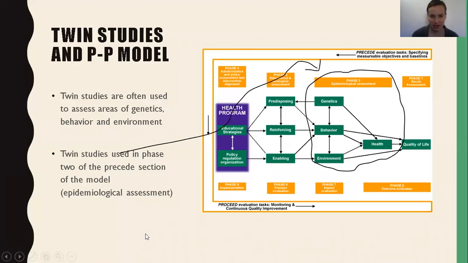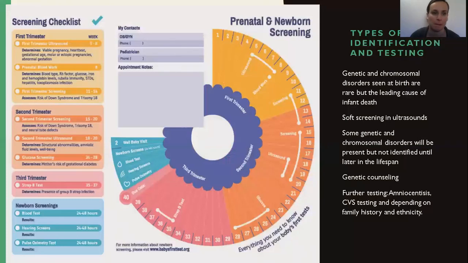So how can twin studies be used in the pre-seed proceed model? Once again, we're really looking at that pre-seed part, and that's what this image that I have up is about. My really fancy arrow graphics thing shows that twin studies can be used in phase 2 of the pre-seed section of the model, which is the epidemiological assessment: genetics, behavior, and environment. Twin studies can ask, is it genetics, is it behavior and environment? How does that impact health, and how can that ultimately help our outcomes, which is our quality of life?